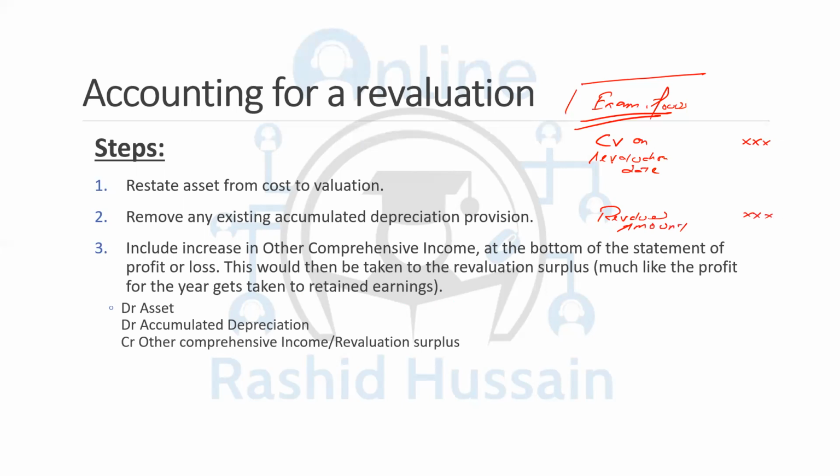So the carrying value on the revaluation date is compared with the revalued amount, and the difference is going to be the revaluation gain or loss. So the double entry is going to be debit asset, debit accumulated depreciation, and credit other comprehensive income, the revaluation surplus. Now, this credit entry needs to be understood.